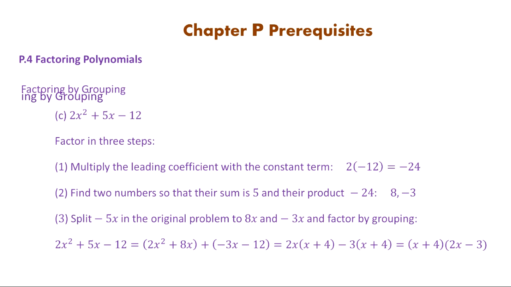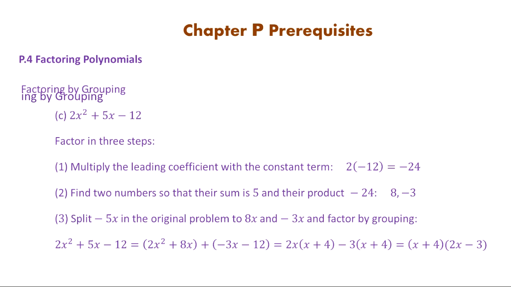And then we need to find the two numbers. If you multiply them, you get negative 24. If you add them, you get positive 5, the coefficient for the middle term. And those two numbers are 8 and negative 3. If you multiply 8 and negative 3, you get negative 24. If you add 8 with negative 3, you get positive 5.